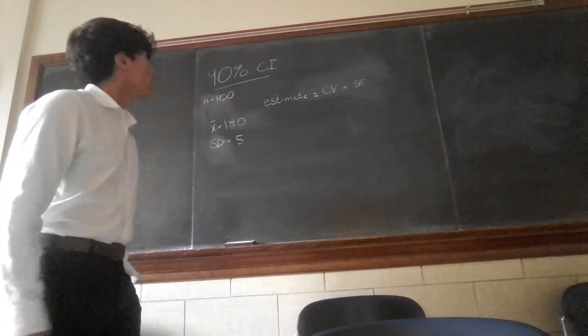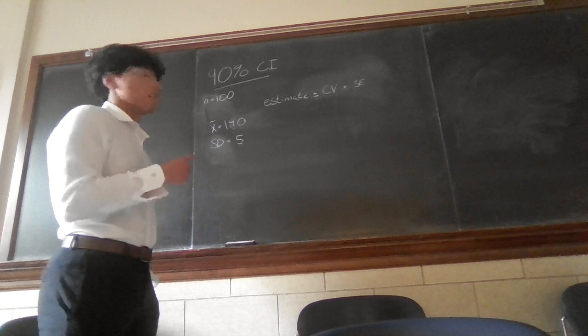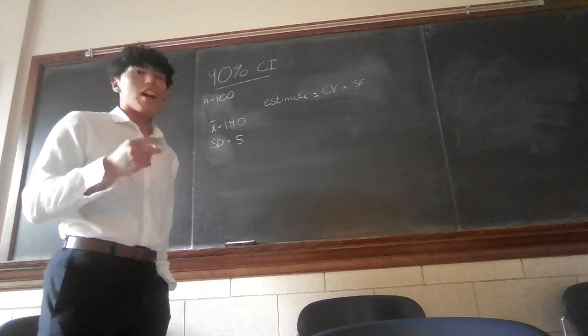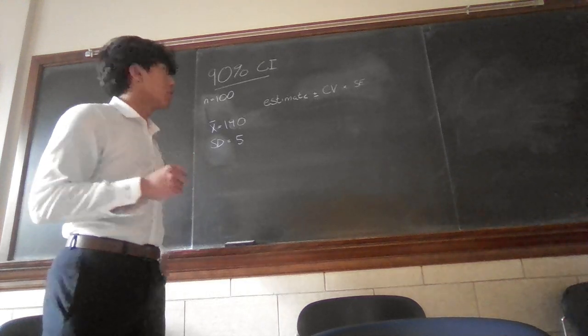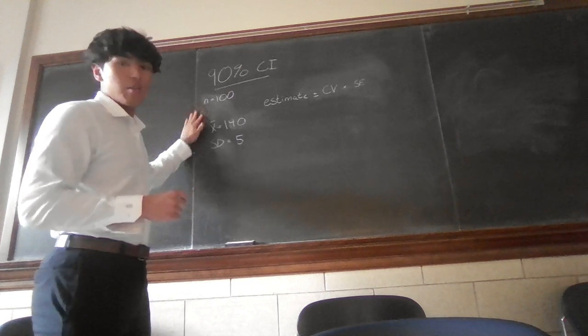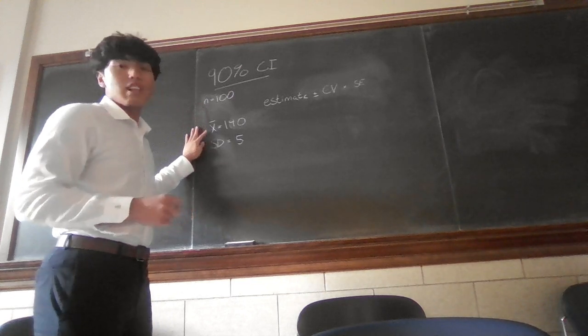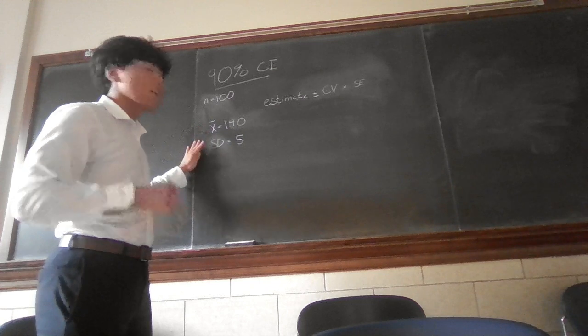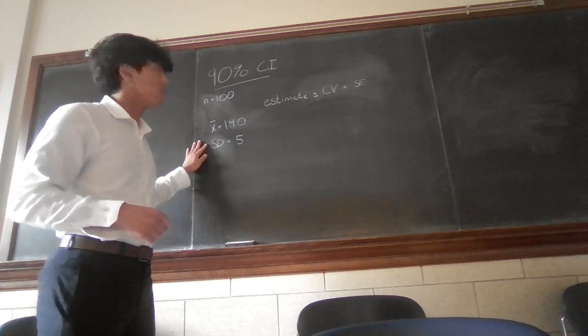So in this example, we're trying to find a 90% confidence interval for the true mean of IQ at UIUC. So we took a sample of 100 students. We found that the average of that sample was 140 and the standard deviation of that sample was 5.